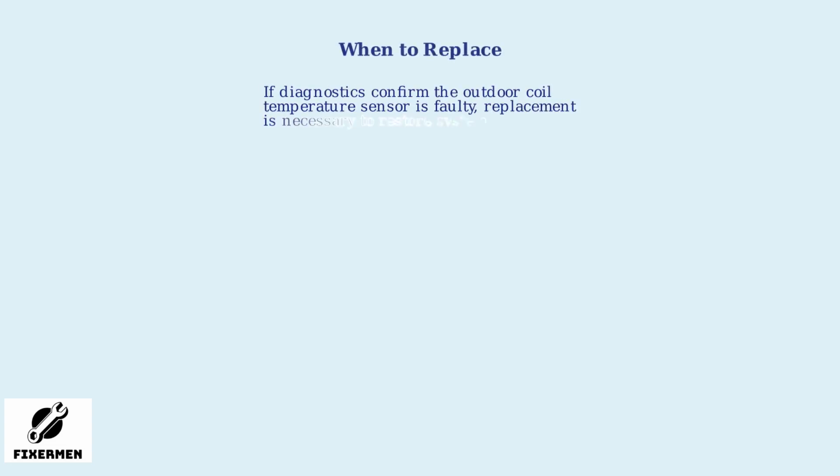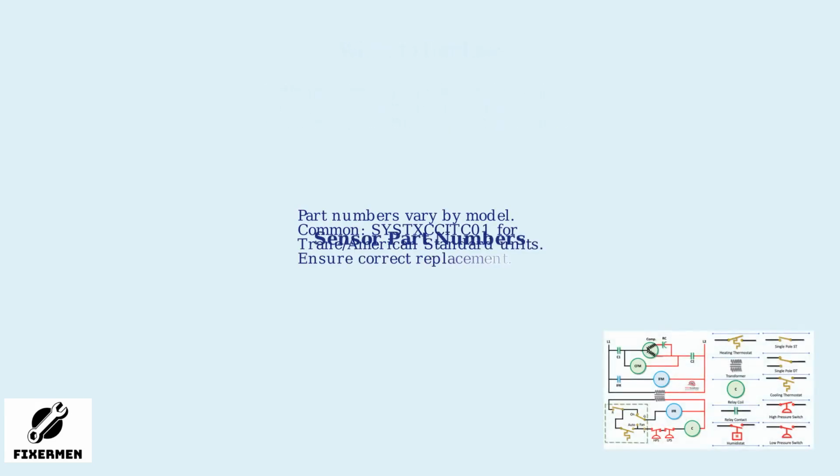When diagnostics confirm the outdoor coil temperature sensor is faulty, replacement becomes necessary to restore proper system operation and prevent repeated error codes. Sensor part numbers vary depending on your specific model. A common part number for Trane and American Standard units is CITC01. Always ensure you purchase the exact replacement sensor for your system.